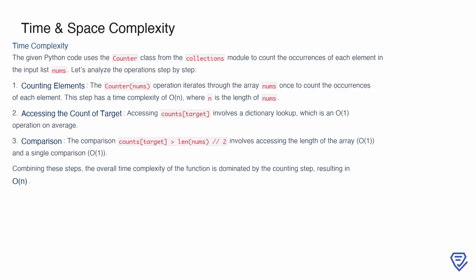Next, accessing the count of the target element in the Counter object is a dictionary lookup. On average, dictionary lookups have a constant time complexity of O(1). Finally, the comparison step checks if the count of the target is greater than half the length of the array. This involves accessing the array's length, which is O(1), and performing a single comparison, which is also O(1). When combining these steps, the counting operation dominates the overall time complexity, resulting in O(n).